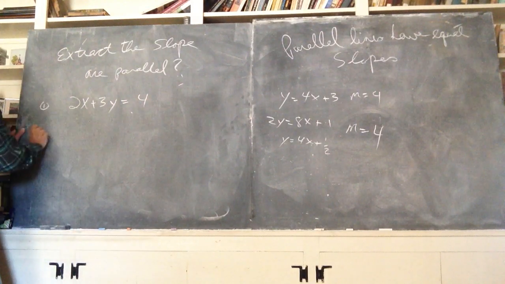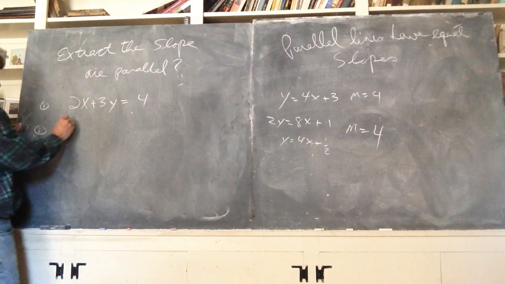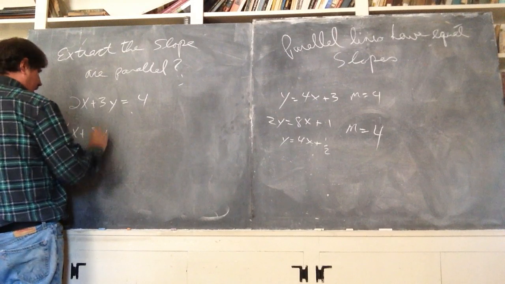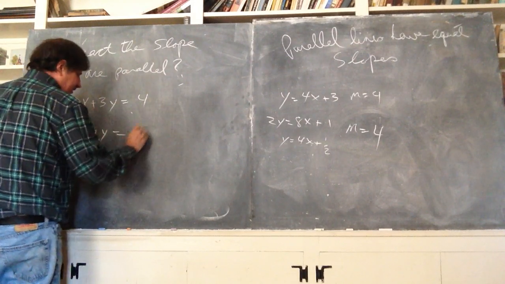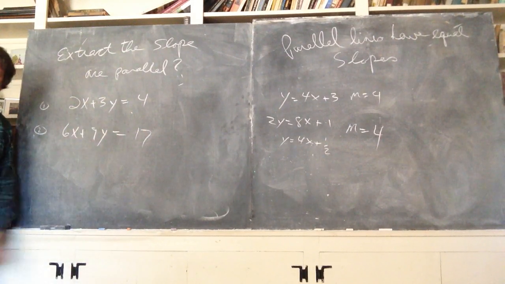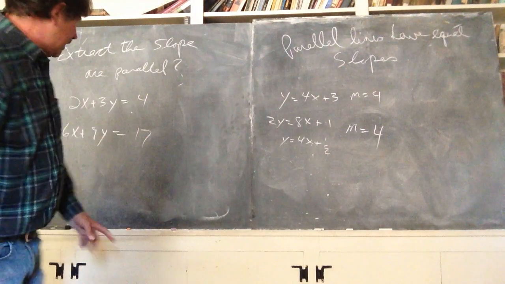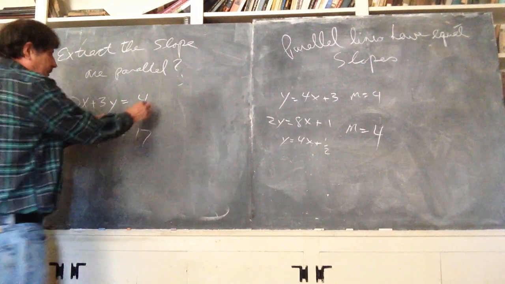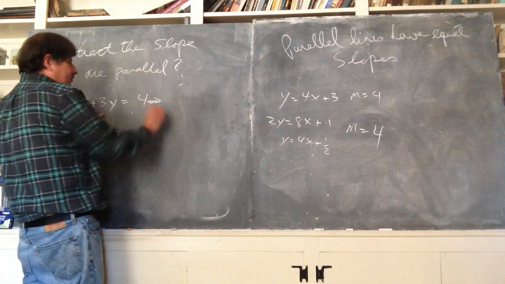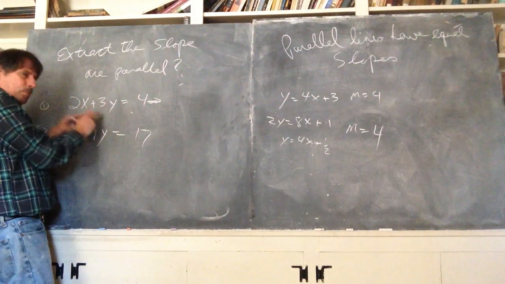And that equation and this equation, 6x plus 9y equals 17. Are they parallel? Is this line parallel to this one? Well, I don't know right off the bat. I will if I get the slope. So what I want to do is algebra. I want to put this in slope-intercept form.